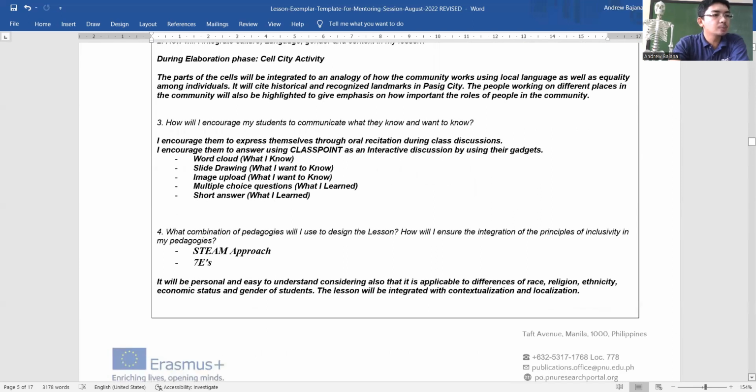How will I encourage my students to communicate what they know and want to know? I encourage them to express themselves through oral recitation, during class discussion, during lectures, and also through engaging in ClassPoint as an interactive discussion using their gadget.